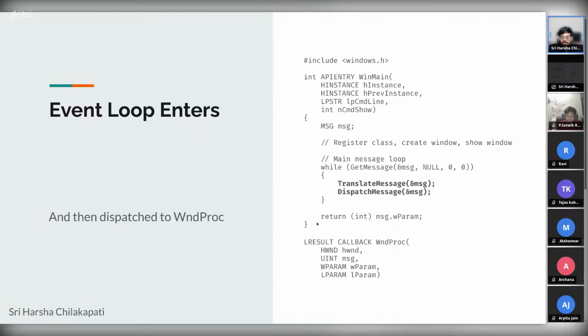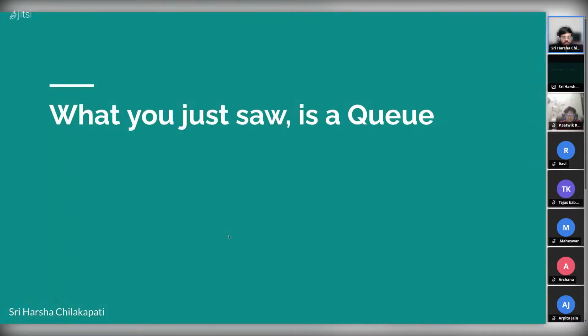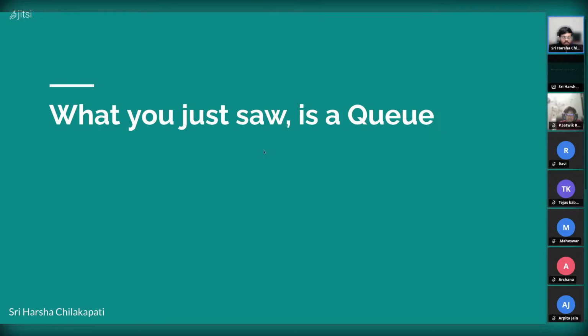And then there is DispatchMessage. What DispatchMessage does is very simple. It just calls your WndProc. So all you're doing is waiting for a message that is getting posted to a queue, and then you are acting on that. That's all. So what you just saw is just a queue.